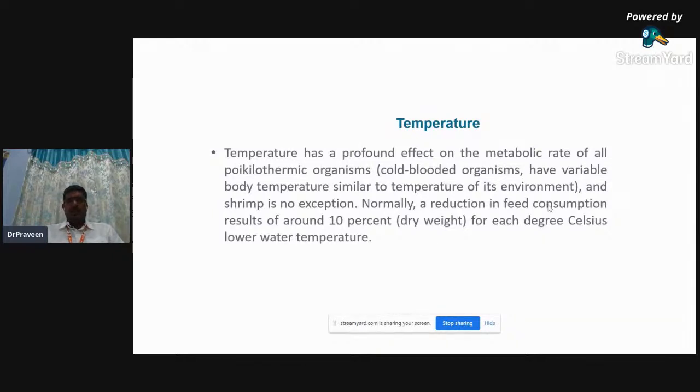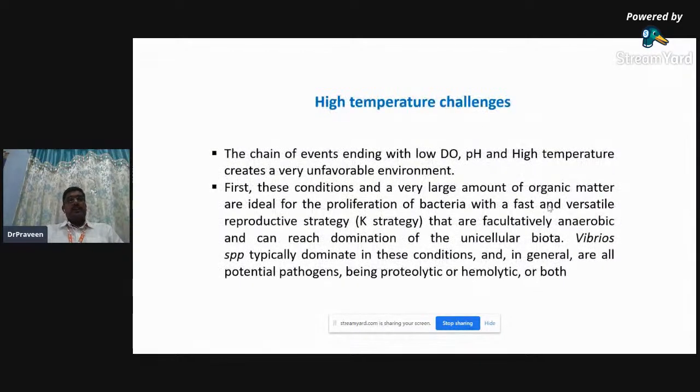And as temperature decreases, metabolic rate also decreases. Internally, this temperature is also a challenge sometimes when there is low DO, when there is low pH, and at that time temperature plays a key role on the environment, and it sometimes makes it unfavorable for the animal also. So we have to take care of this temperature also.